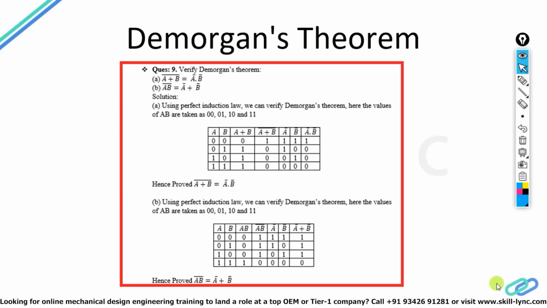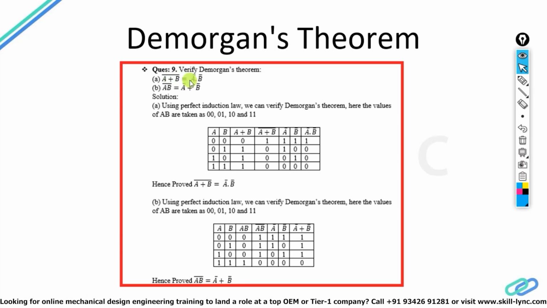DeMorgan's theorem. So DeMorgan's theorem says (A plus B) whole bar equal to A bar into B bar, or (AB) whole bar equal to A bar plus B bar. Simply you are just converting plus sign into multiplication sign. Plus means OR, into AND, or replace AND with OR, you are getting the RHS. So here we are just proving it, this LHS equal to RHS, by taking the truth table.